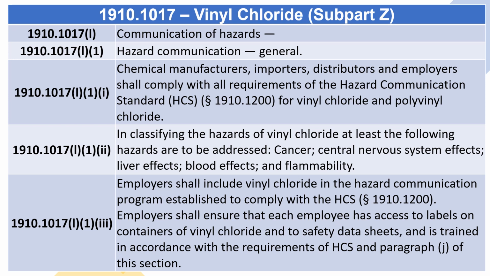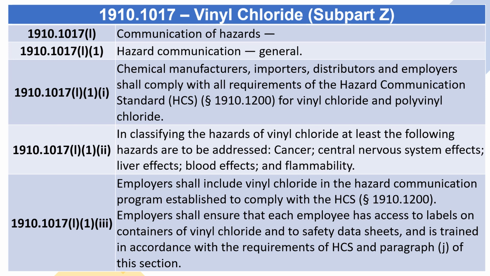1910.1017 L1. Chemical manufacturers, importers, distributors, and employers shall comply with all requirements of the Hazard Communication Standard, HCS, Section 1910.1200, for vinyl chloride and polyvinyl chloride. In classifying the hazards of vinyl chloride, at least the following hazards are to be addressed: cancer, central nervous system effects, liver effects, blood effects, and flammability.